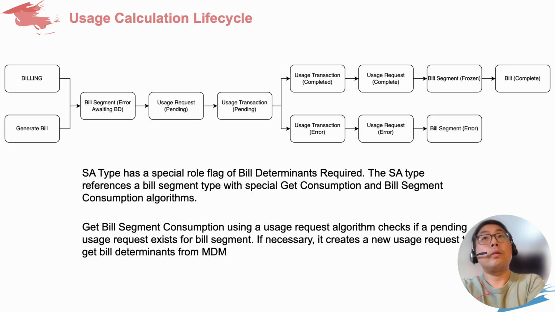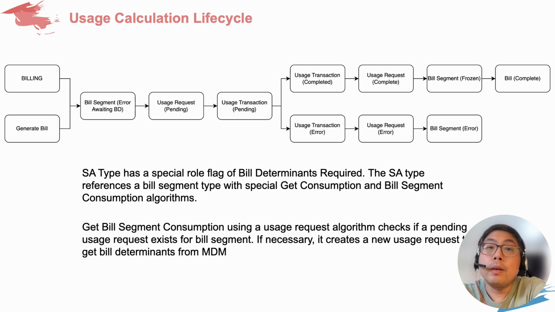In the negative case, usage transaction goes into error, usage request goes into error, and bill segment goes into error. A few points to highlight: we need to pay attention to two algorithms defined on the bill segment type. One of them is the get consumption algorithm, and another one is the calculate consumption algorithm, calculate bill determinant, calculate bill segment algorithm. These two algorithms are triggered in the life cycle. We will go into more detail to look at both.